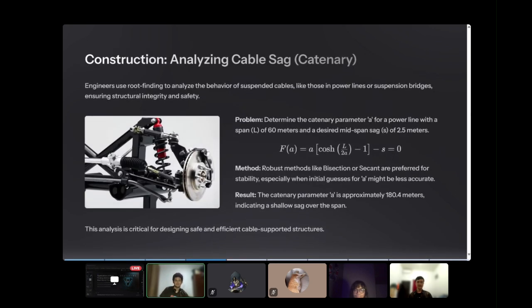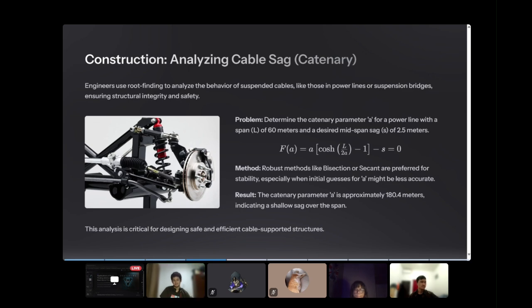Construction: analyzing cable sag, or catenary. Engineers use root finding to analyze the behavior of suspended cables, like those in power lines or suspension bridges, ensuring structural integrity and safety. The problem: determine the catenary parameter a for a power line with a span of 60 meters and a desired midspan sag of 2.5 meters. And there's a solution, the formula, and the method.